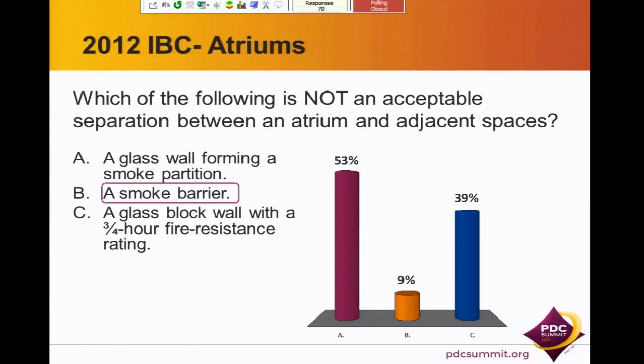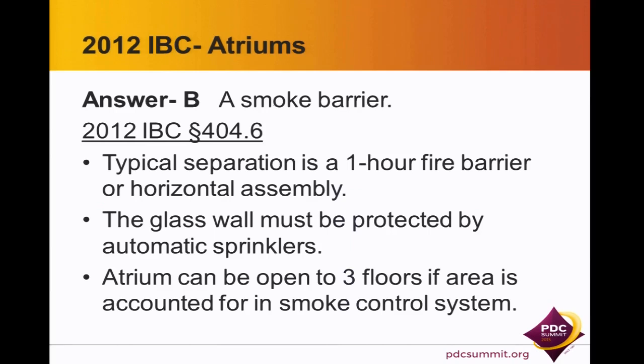And again, I could potentially make the argument that if my smoke barrier met the other criteria in the atrium section, we could use it, but it's not one of those listed as a separation between the atrium and other spaces. And just one more note, an atrium can be open to up to 3 floors if the area is accounted for in the smoke control system.